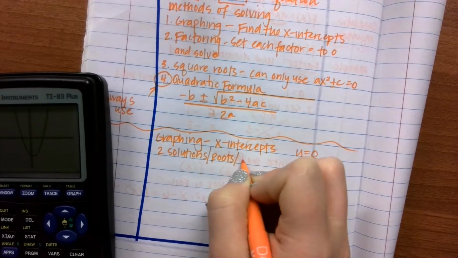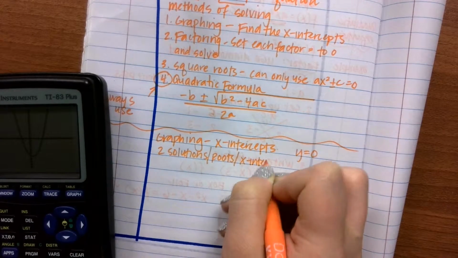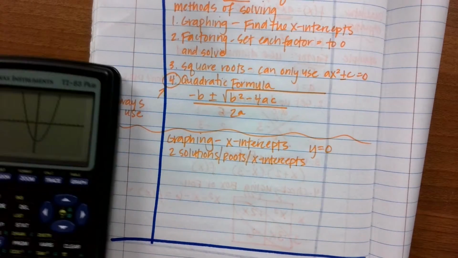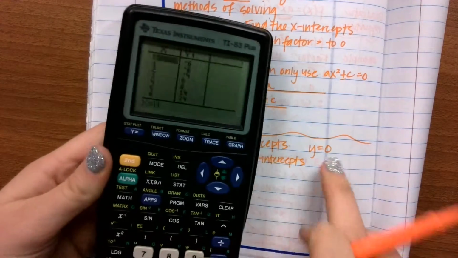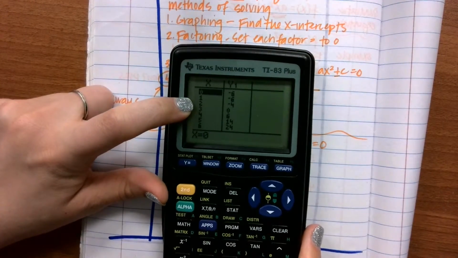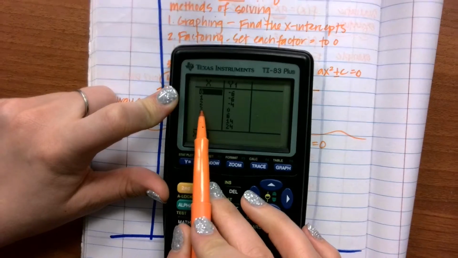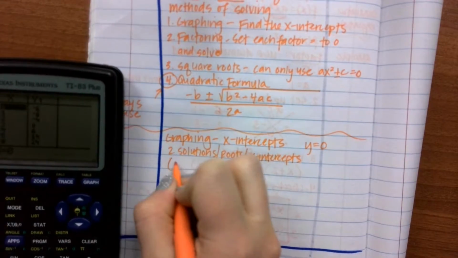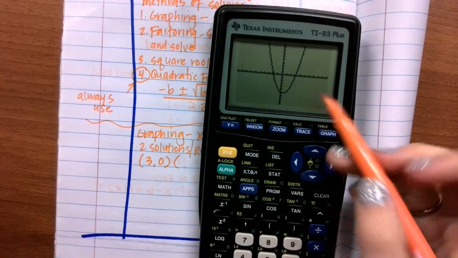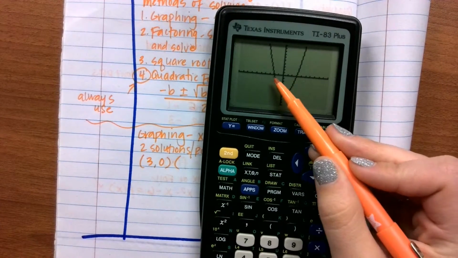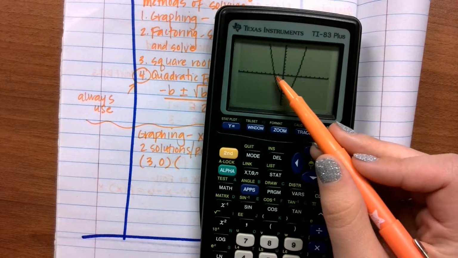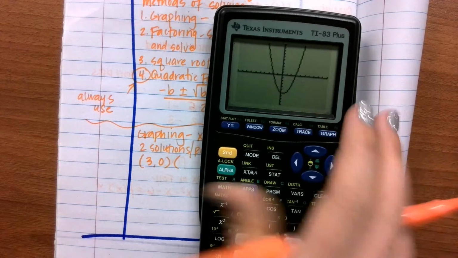roots, x-intercepts. All of those are the same term. So I'm looking for the 2 places where y equals 0, not where x equals 0, but where y equals 0. So here's my first one, 3, 0. And I know that one of my solutions is negative. I can tell that this negative value is on this x-axis at the negative side.